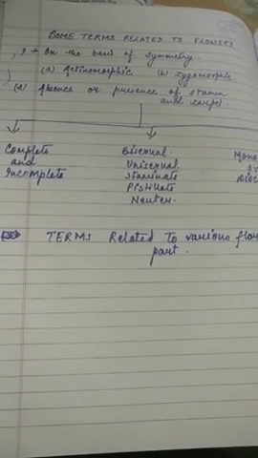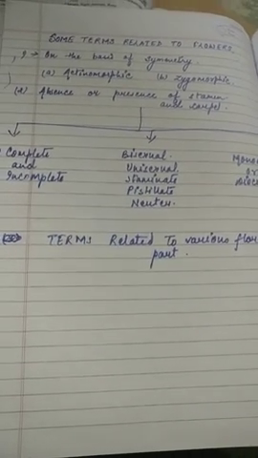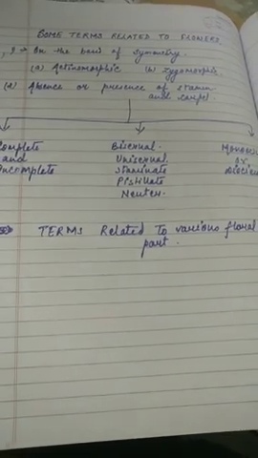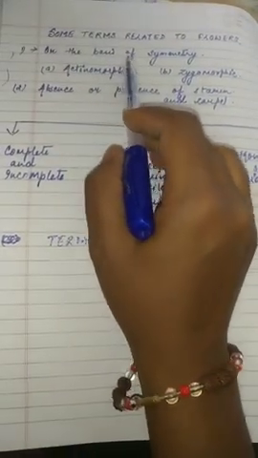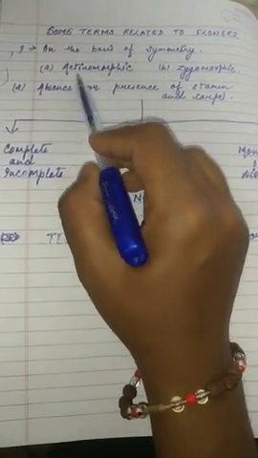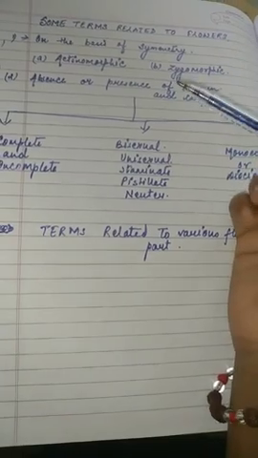On the basis of symmetry, it is of two types, actinomorphic and zygomorphic. First will be actinomorphic and second will be zygomorphic. I will go in detail afterwards.